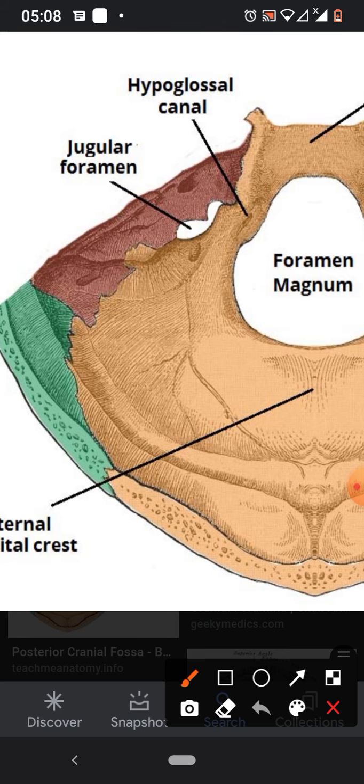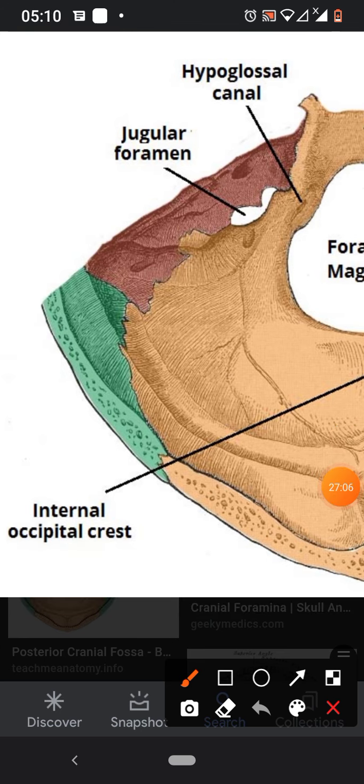So now come to the jugular foramen. This is the jugular foramen. The structures passing through the jugular foramen can be divided into three parts: the anterior, middle, and the posterior part. From the anterior part, the inferior petrosal sinus is passing, and the meningeal branch of the ascending pharyngeal artery is passing.